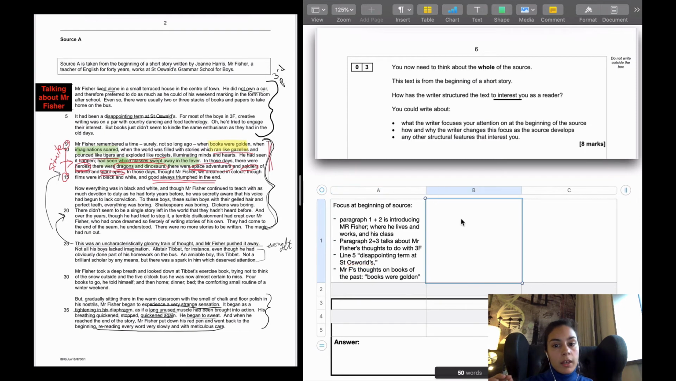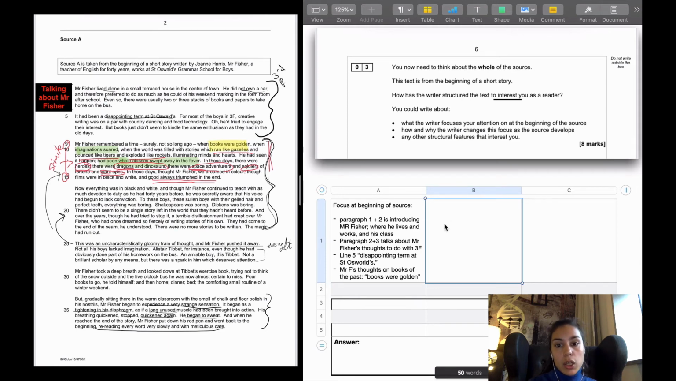Then we've got how and why the writer changes the focus. And this is as the source develops, remember. So when you're reading the question as well, you can highlight key words and phrases in the paper, and I highly recommend you do that. I have another video where you can look through and survey the paper itself, and I will put a link in the description. I'll see if I can put a link here as well, so you can just click on it. But I highly recommend underlining and highlighting keywords and phrases in the text.